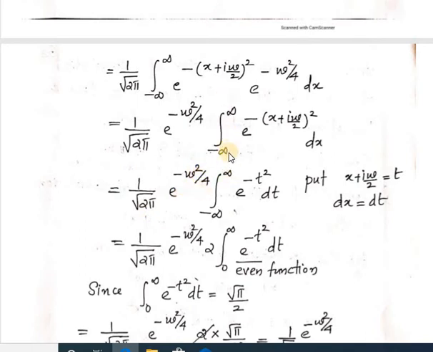The limits will be the same, since it is minus infinity to plus infinity. When we put x equal to minus infinity, t is minus infinity. When x is infinity, t is infinity. So there is no change in the limit values. It will be the same limits, that is minus infinity to infinity of e raised to, this is t, so e raised to minus t square dt.